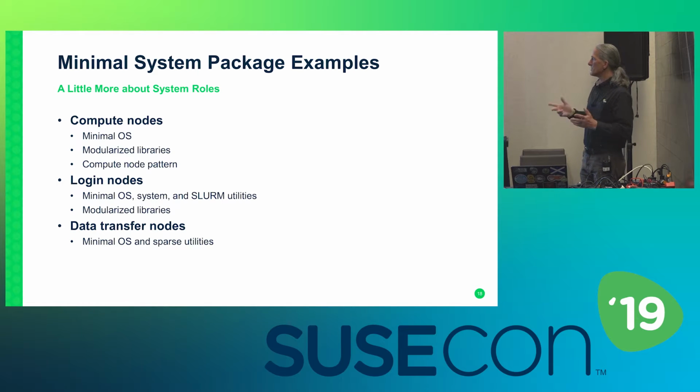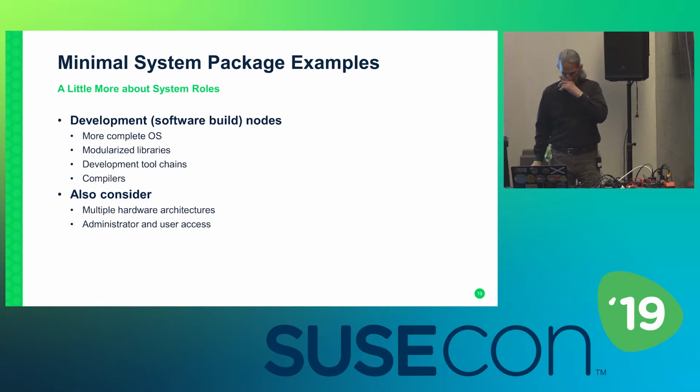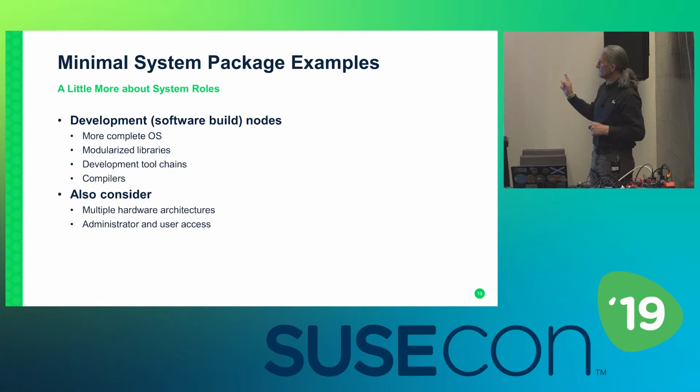Login nodes, once again, you want a minimal OS, but you'll want some of the Slurm utilities on it for users to run and do things and to interact with the cluster. Data transfer nodes, once again, minimal OS, very sparse utilities. It's there to do one thing. Basically, your development nodes are going to be more complex. They're going to have a more complete OS. They're going to have modularized libraries as well as development tools.